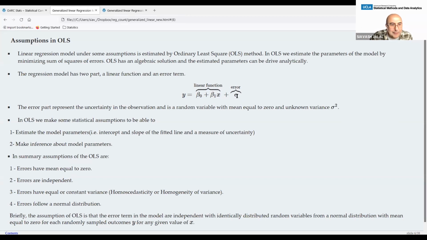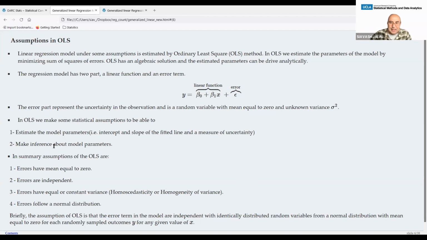For the error part, the assumption is that errors are independent, randomly sampled, with constant variance for any outcome. So for any outcome, the variation, the error, should be constant, or we assume it to be constant. Otherwise, OLS doesn't give you a good result. And there is some mathematics. It's not about unbiasedness, but I will explain.